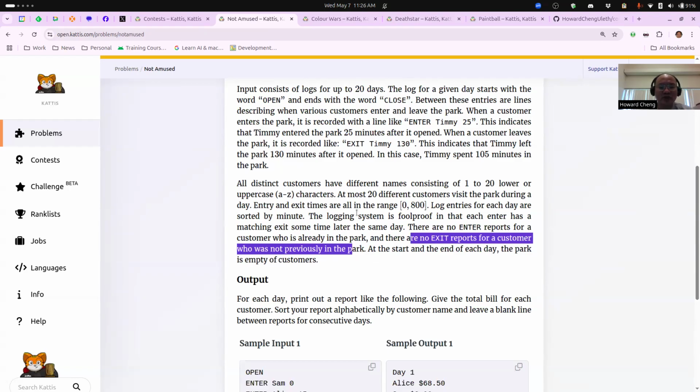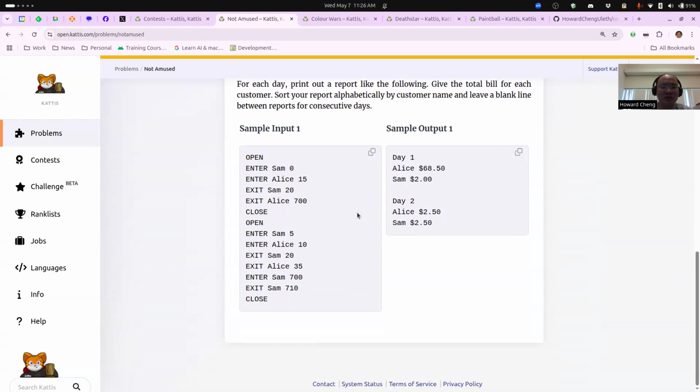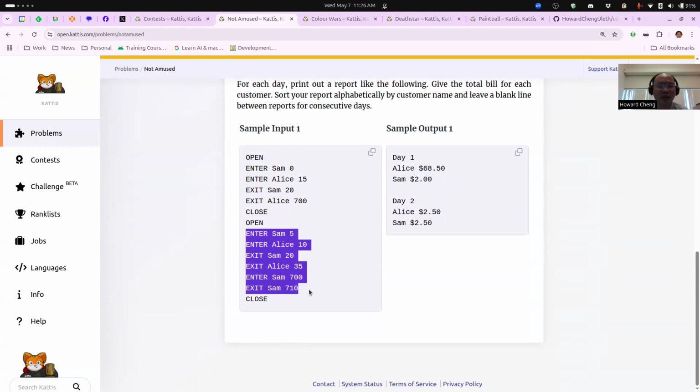Now they're actually nice to you because in the sample inputs, they have a case where Sam enters and exits and then enters again. So if you didn't realize that and you write your code assuming that each person can only enter and exit once a day, then you would be caught by this sample input, but they didn't have to be that nice to you. And then you'd be scratching your head trying to figure out why your program doesn't work.